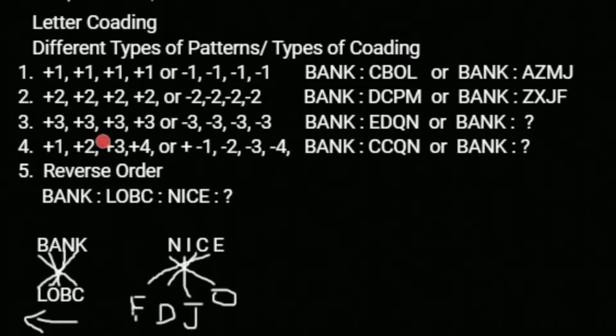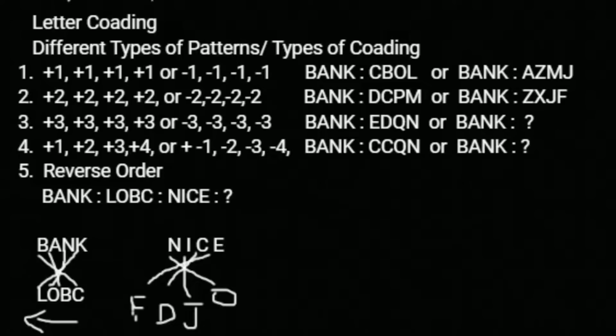Sir, it is the plus 2 pattern and minus 2 pattern. Explain how this bank has become DCPM. Because B is followed by 2 letters, no? So that we'll get D, and A is afterwards C, and P, N is afterwards P, and K is afterwards M. Okay. And what about this bank? Why has it been coded as ZXJF? Reverse, sir, actually. So that is decreased.